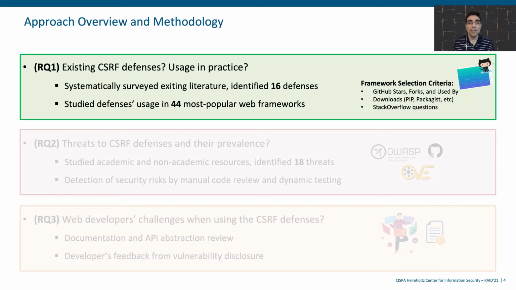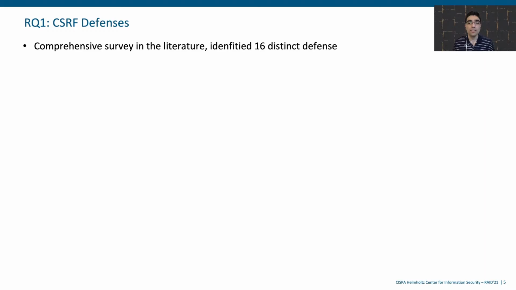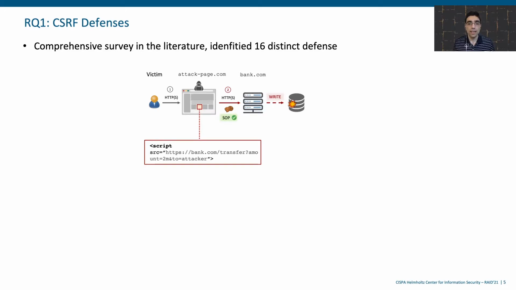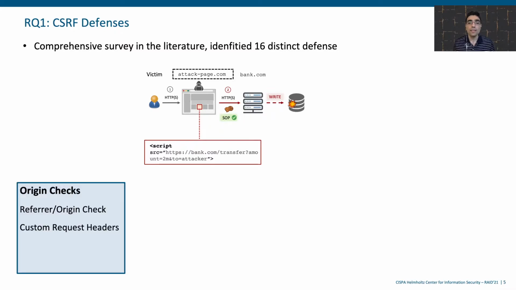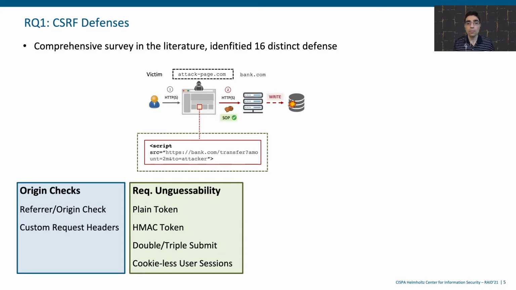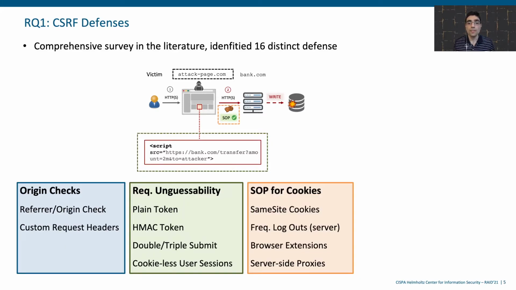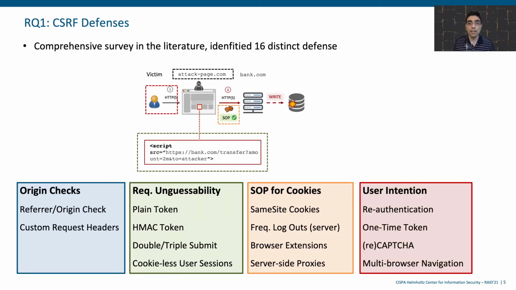Okay, let's start with our first research question, existing CSRF defenses and their usage in practice. We comprehensively surveyed existing literature and identified 16 distinct defenses. By dissecting CSRF attacks, we categorized these 16 defenses into 4 classes. That is, defenses that check the origin of the incoming state-changing request, defenses that add hard-to-guess parameters to the requests, defenses that automatically strip session cookies from the requests, and finally defenses that verify if the request is intended by the user or not, for example through reauthentication or captchas.